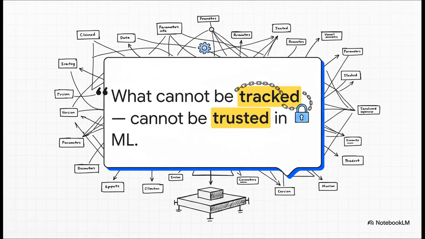I want to leave you with this one final thought, and it's so important. What cannot be tracked cannot be trusted in ML. Think about that. If you can't track a parameter, or a dataset version, or a result, you just can't trust it, period. Building this system of tracking isn't just about being organized. It's about building a foundation of trust. Trust in your models and trust in your results.